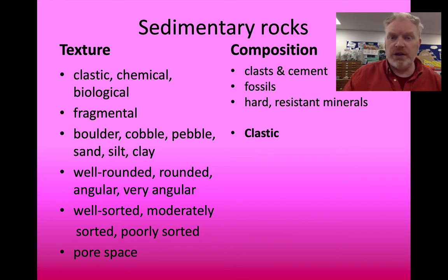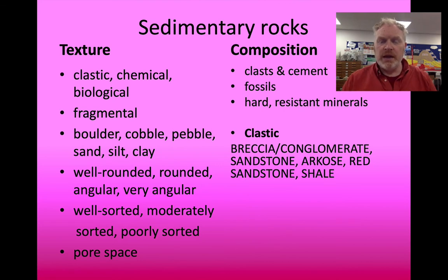The type of rocks we look at then, clastic rocks, we've got breccia or conglomerate. These are where we've got pebbles, cobbles or boulders in the sediment. Breccia is if those clasts are angular. Conglomerate is a word we use if those clasts are rounded.